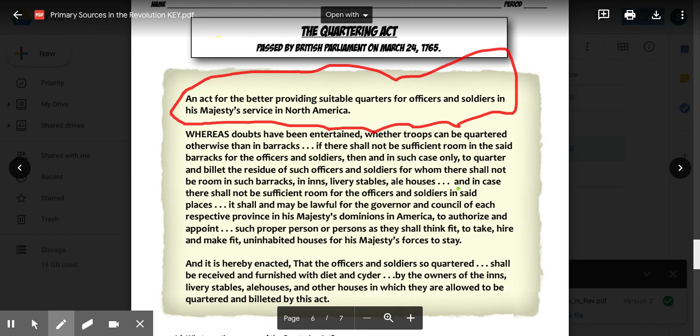If you read in this law, it says here, and in case there shall not be sufficient room for the officers and soldiers in said places, and you continue to read there, it shall and may be lawful for the government and council of each respective province in His Majesty's dominions in America to authorize and appoint such proper person or persons that they shall think fit to take, hire and make fit uninhabited houses for His Majesty's forces to stay. Let me just put a bracket around that.